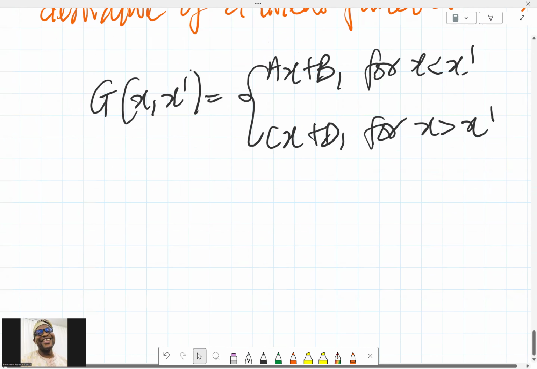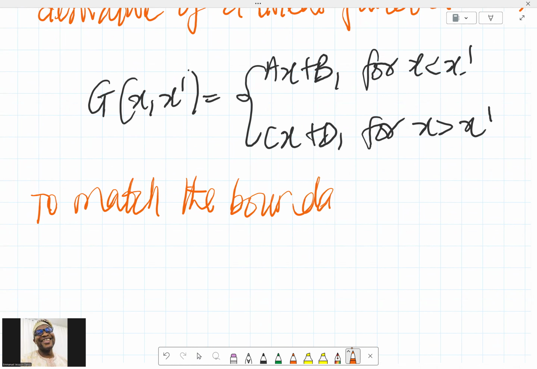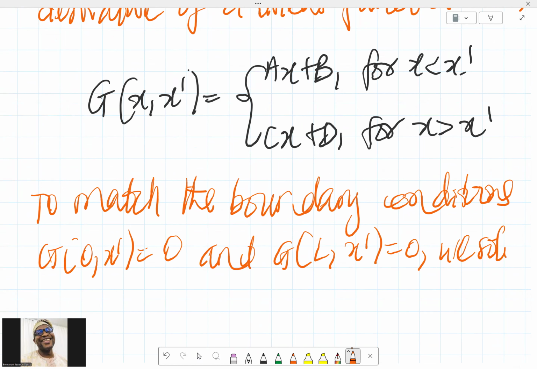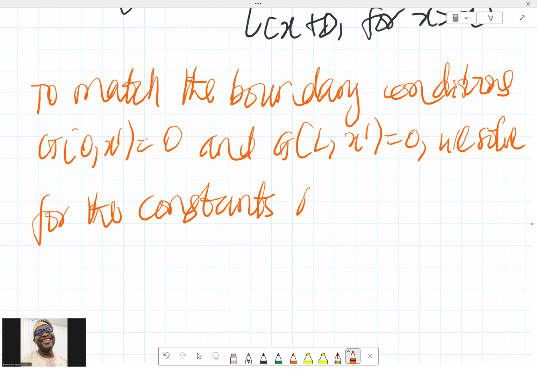So to match the boundary conditions, g of 0 x prime equals 0 and g of L x prime equals 0 also, which corresponds with the boundary conditions we have. So we solve for the constants A, B, C, D.